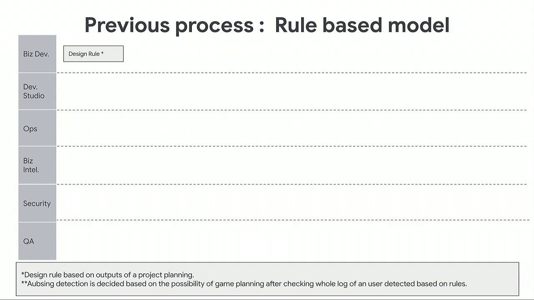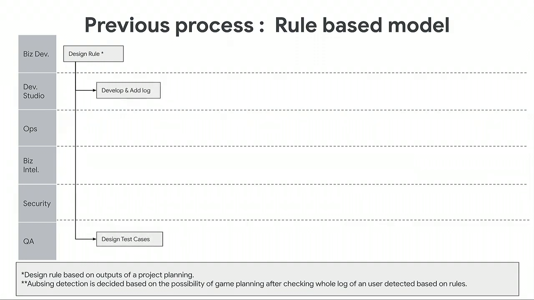So Netmarble tried to block those kinds of users by using a rule-based model, because it's really accurate and very easy to understand. When Netmarble planned to release the game, they designed the business model. At this time, a business development team also designed the rules to detect abusers. For example, if someone reached level 100 in a week, then that kind of player might be an abuser candidate, something like this. After the rule is designed, they send it to the development team to ask for game logs to check the user behaviors. And the QA team verifies whether the logs are successfully stored. After that, they release the title.